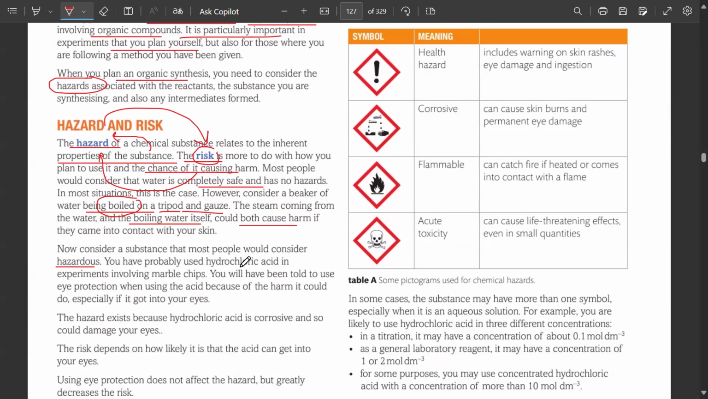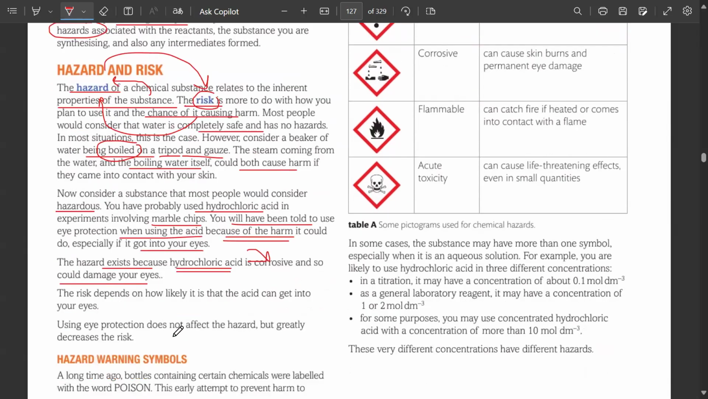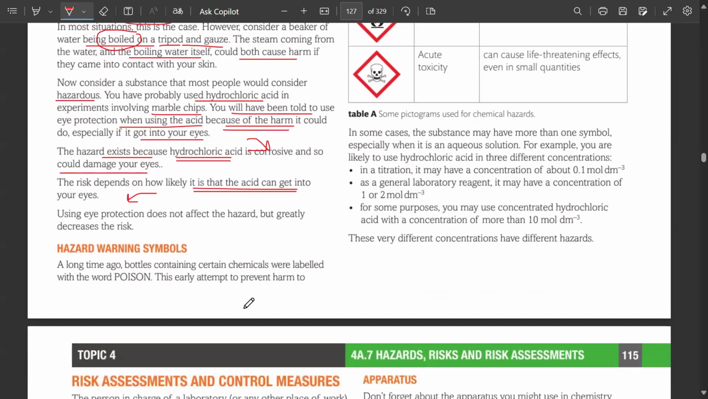You have probably used hydrochloric acid in experiments involving marble chips, and you will have been told to use eye protection when using the acid because of the harm it could do, especially if it got into your eyes. The hazard exists because hydrochloric acid is corrosive, and so it could damage your eyes. The risk depends on how likely it is that the acid can get into your eyes. For example, using gloves and eye protection, goggles, is what we say you should have.